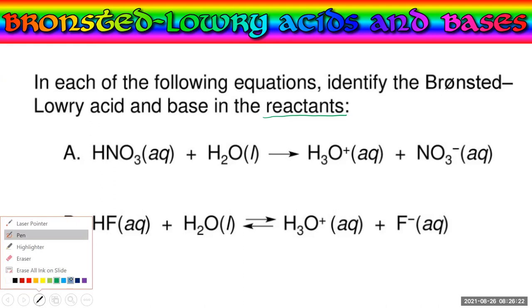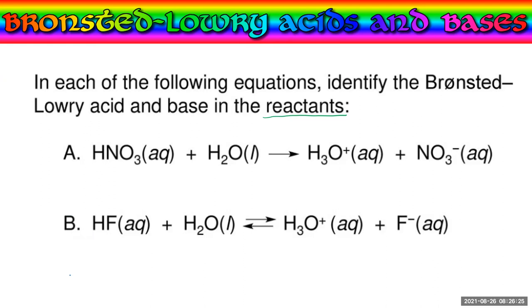Let's have a look. For doing this, I think the most useful thing is to work out which species are actually related. I can see that this species and this species are related because they're the only ones that contain nitrogen. Therefore, I'm going to look at what's happened. Over here we have a hydrogen on the NO3, and over here we don't have the hydrogen. So that means this hydrogen has actually been lost. So where did the hydrogen go?